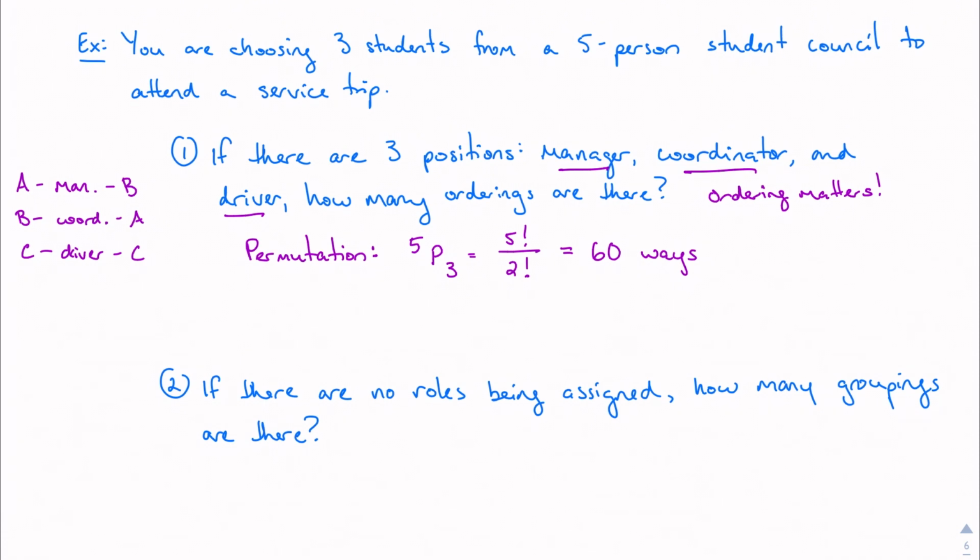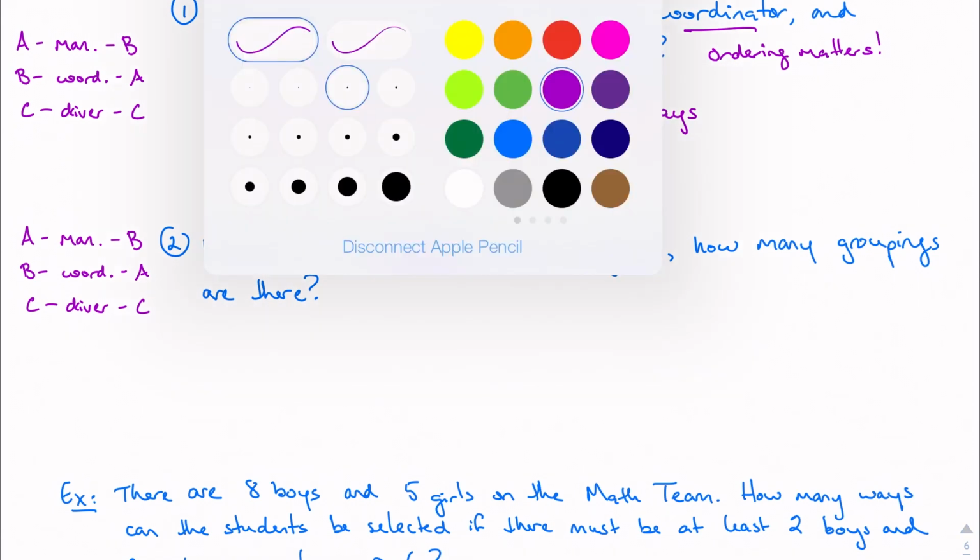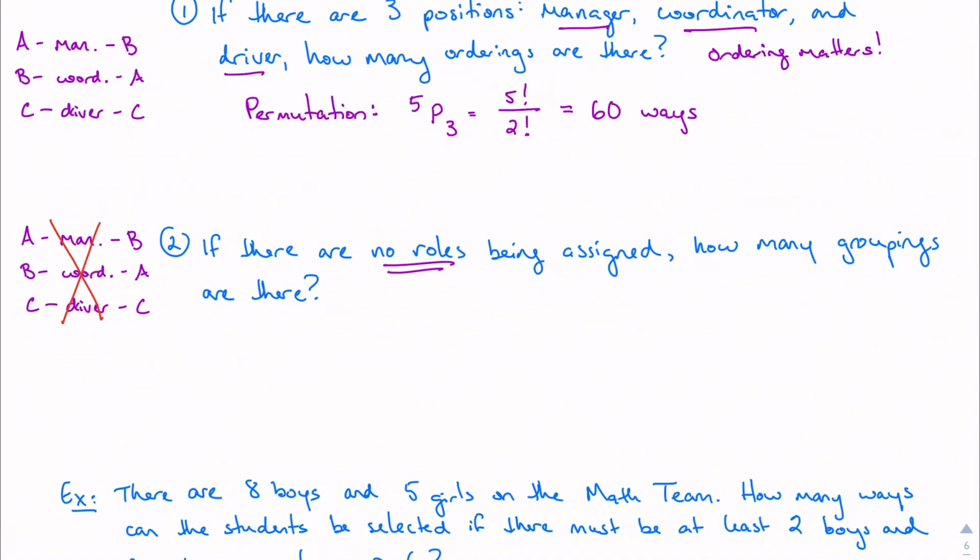Now the difference between problem 1 and 2 is that now there are no roles being assigned. I'm not assigning roles. So if I actually duplicate my list here, there are no more positions. Let me cross it out. So there are no more positions. So a group of A, B, C and a group of B, A, C are exactly the same. Right, so we need to find a way to eliminate all these duplicates. Order does not matter, which tells you it's a combination.